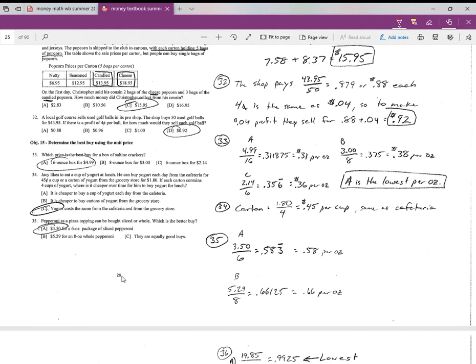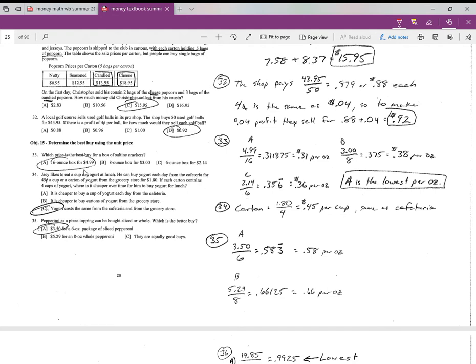So they don't take things into consideration like convenience or if you have storage for a bigger container or things like that. It's just pure what's the best buy. So number 33 is which price is the best buy for a box of saltine crackers. So you get 16 ounces for $4.99, 8 ounces for $3, or 6 ounces for $2.14. So this type of problem, you just have to do every choice and see which one's the best.